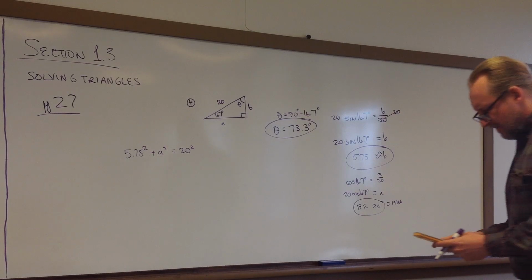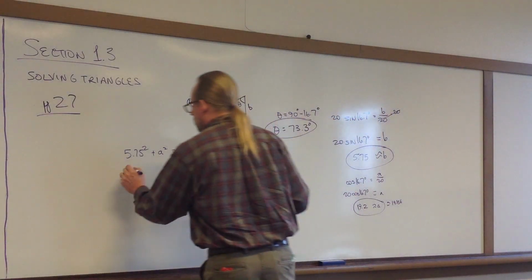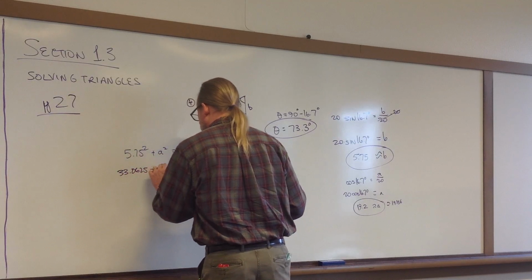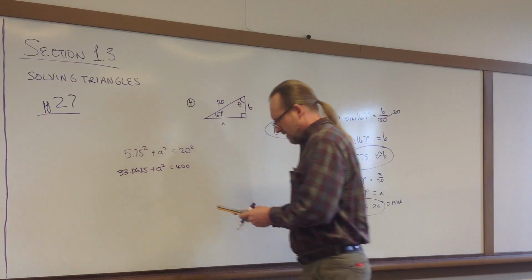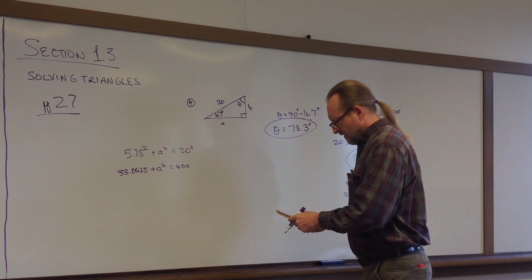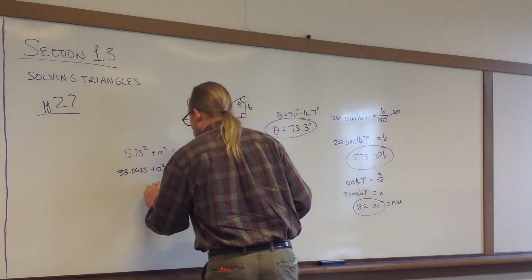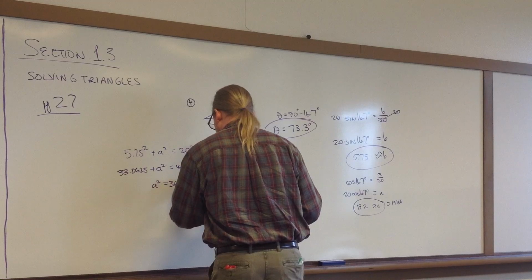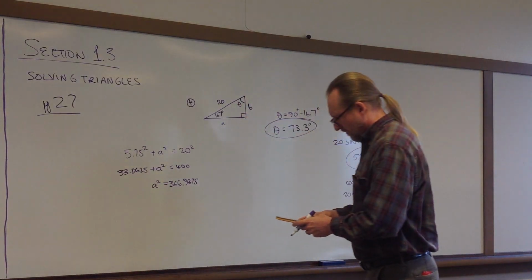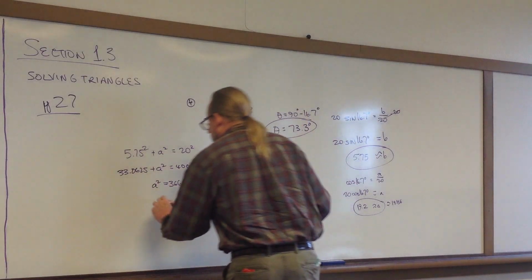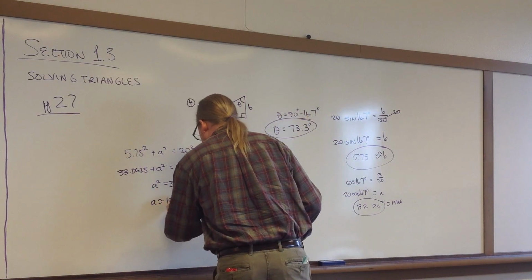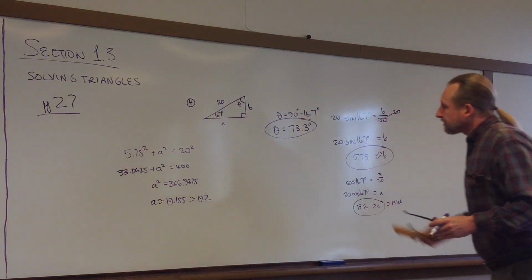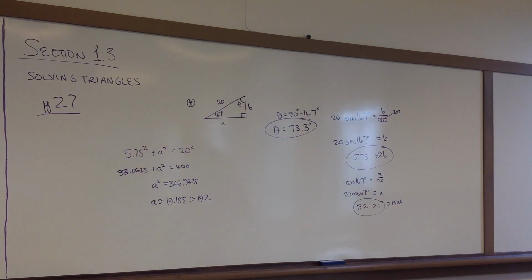Okay, so 5.75 squared, 33.0625, A squared equals 400. So 400 minus that, A squared is 366.9375. And so if we square root that, it comes out actually very, very close to what we had calculated a few minutes ago, 19.2. And that's fine. So here, you actually don't lose a whole lot of accuracy.